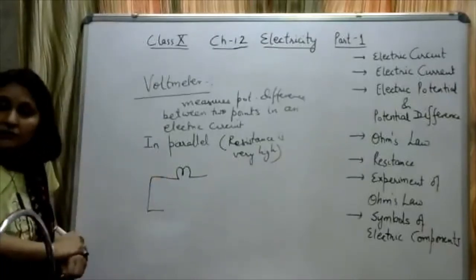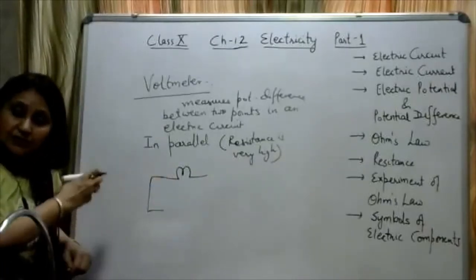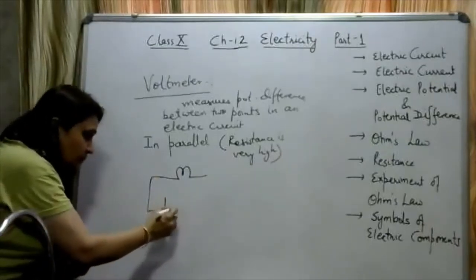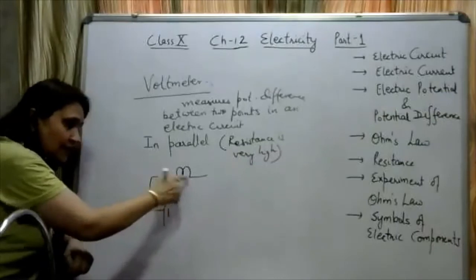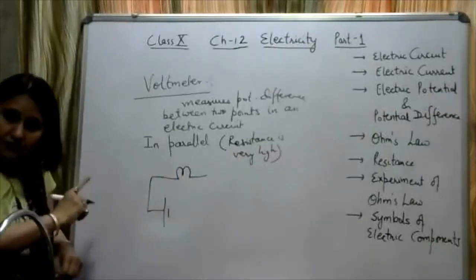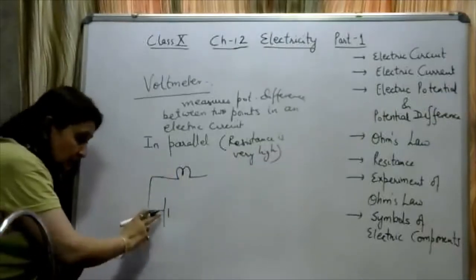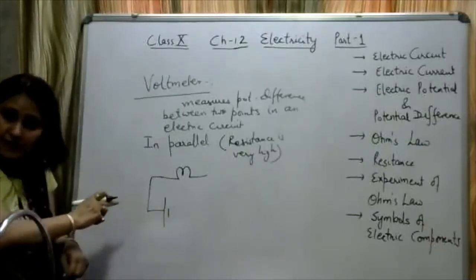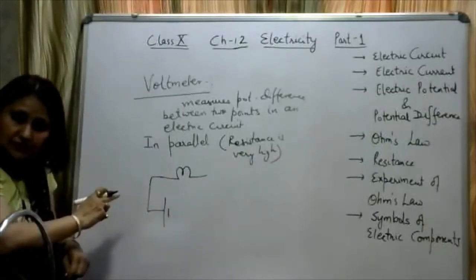Which device provides the potential difference? The cell gives the potential difference. The cell provides the potential difference. So here, which device provides the potential difference in an electrical circuit? This is the cell or the battery which provides the potential difference.